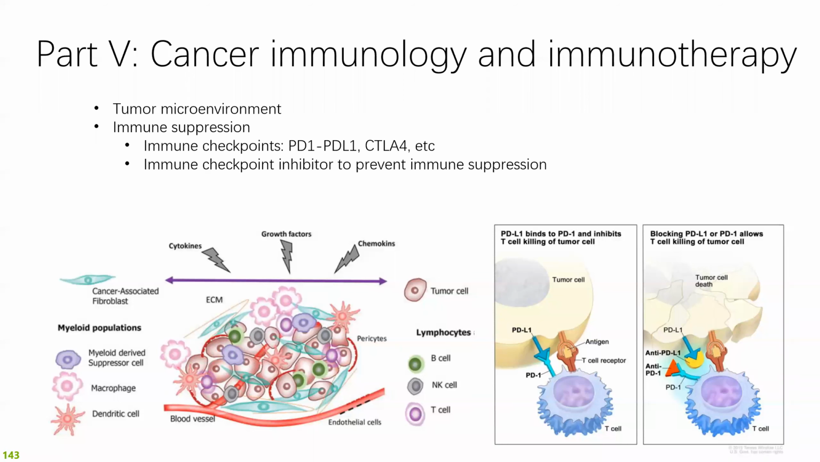So let's move on to part 5, the last part of homework 6, which focuses on cancer immunology and immunotherapy. So first, some background knowledge. Tumors do not exist alone in your body. A tumor actually exists in an environment that is infiltrated by many types of immune cells, mainly lymphocytes or myeloid cells, and we call this environment the tumor microenvironment.